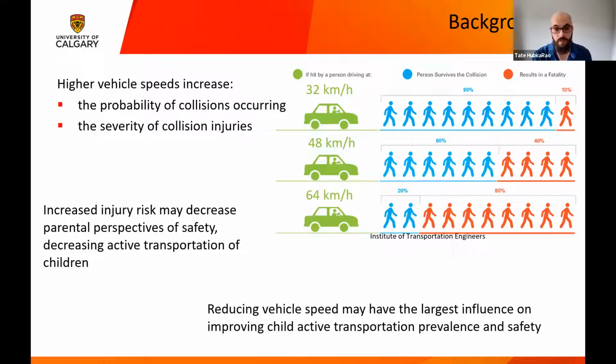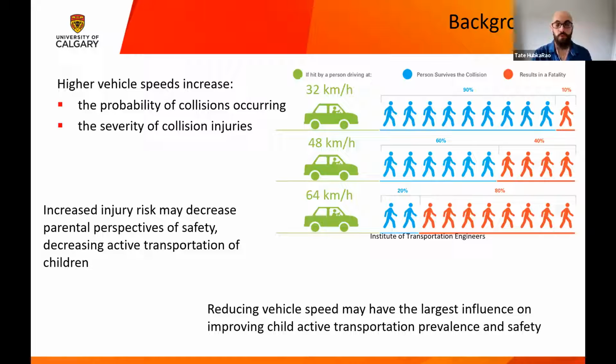This is commonly represented as a sigmoidal relationship, resulting in graphics such as the one on the right by the ITE. And this risk can also influence parental perspectives of safety, potentially reducing the number of children allowed to use active transportation modes to get to school, which can further reduce the safety and health benefits that come with active transportation.